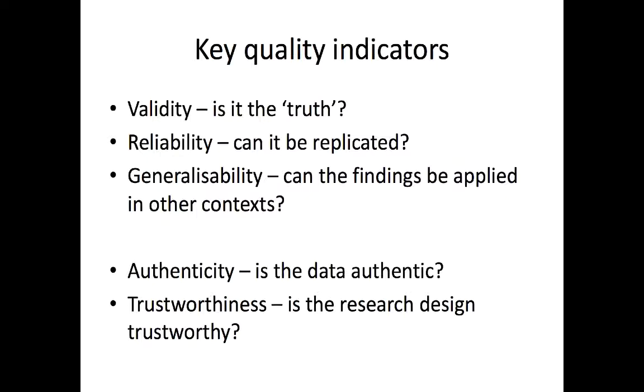But we again are far more cautious. Just because something was found among school children, for example, in one particular class, doesn't mean you'll find that in another class. So we're careful about the generalizability of our findings. So those last two bullets are quality indicators that are more commonly used in qualitative research design: authenticity and trustworthiness.